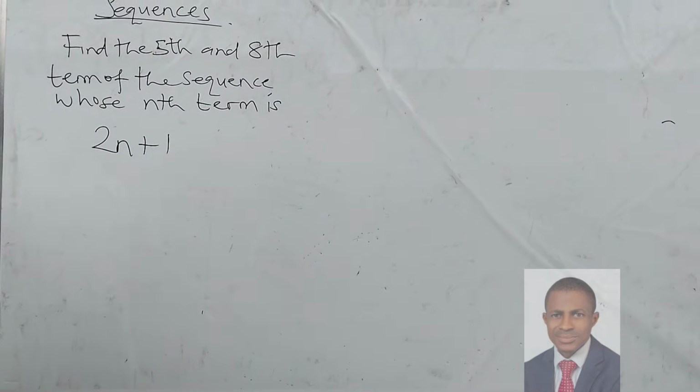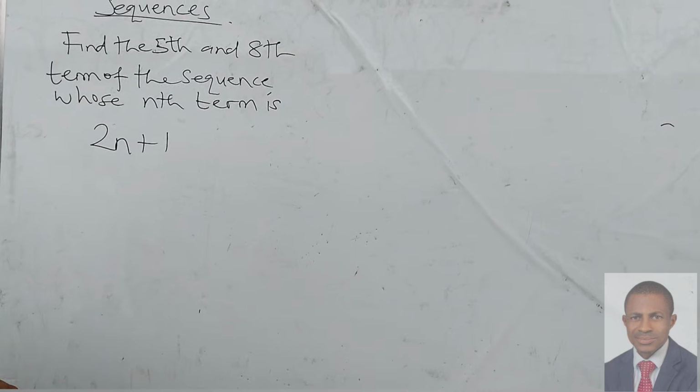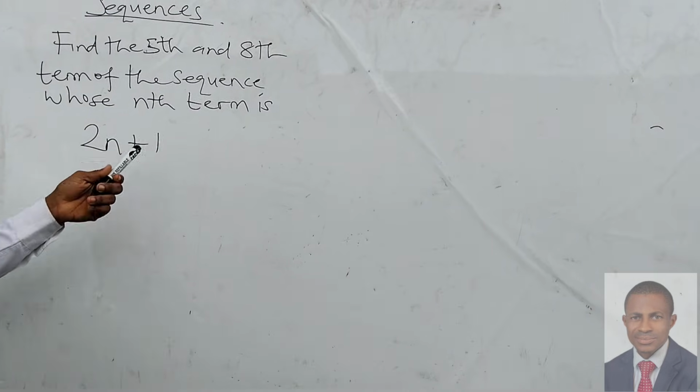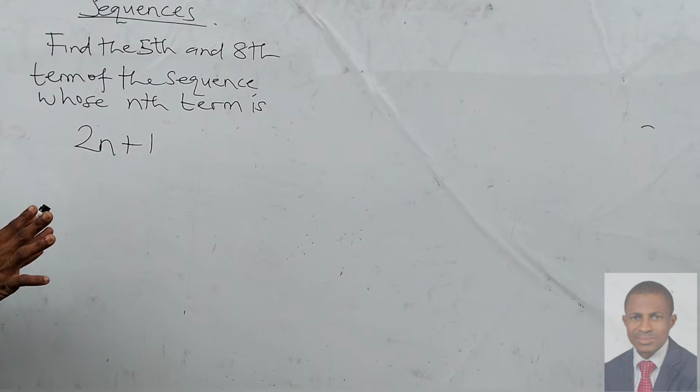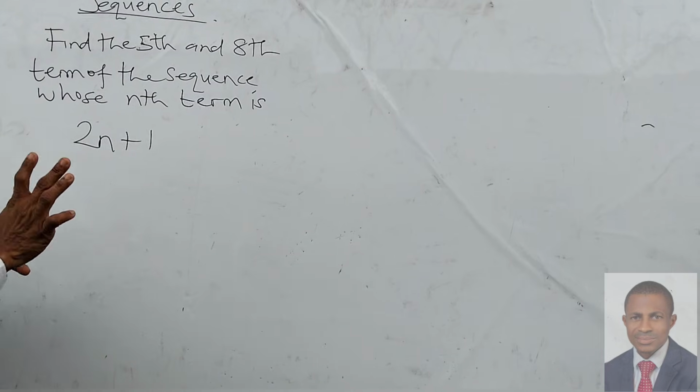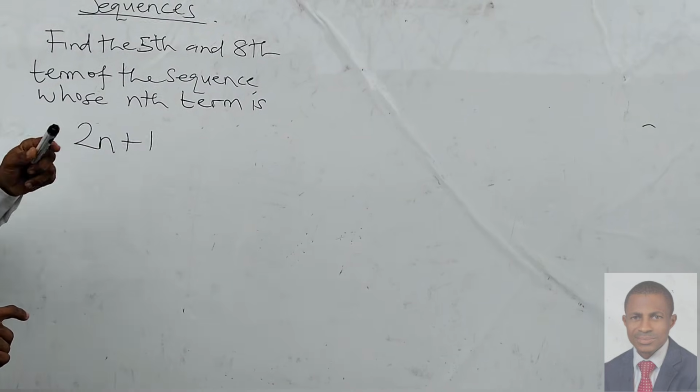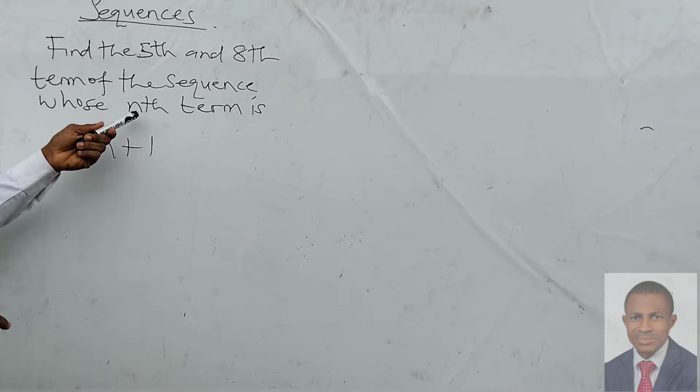Now let's look at this question. Find the fifth and eighth term of the sequence whose nth term is 2n plus 1. When we say nth term, n is an arbitrary number. It can take any value. It could be the 6th term, 20th term, 99th term.